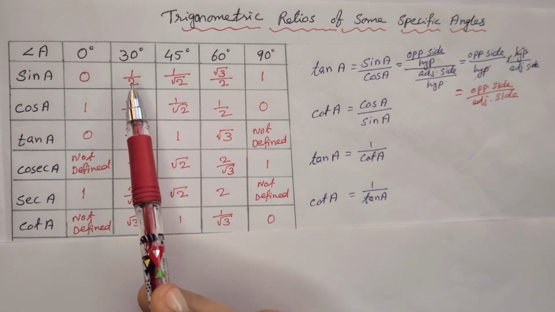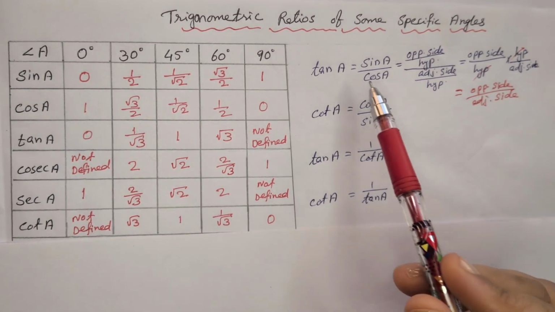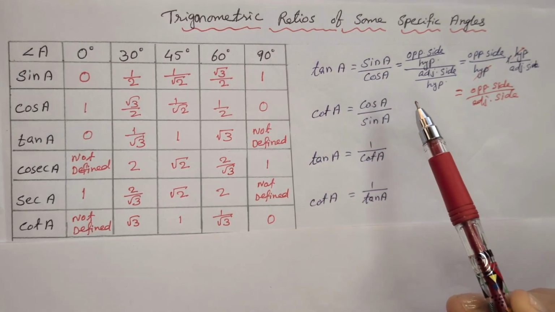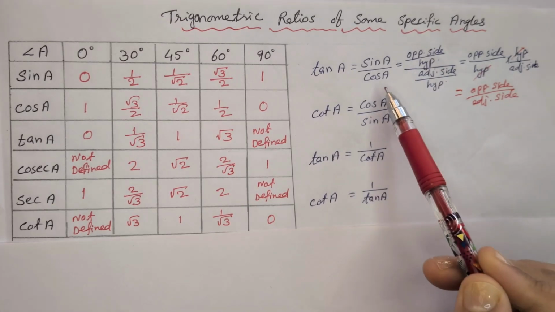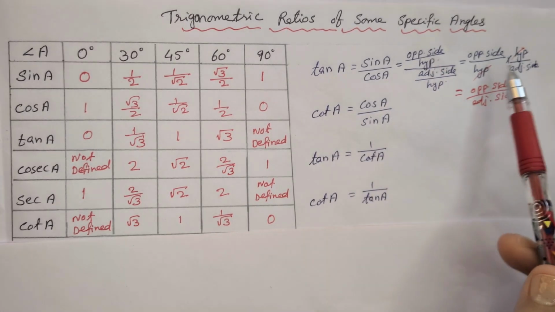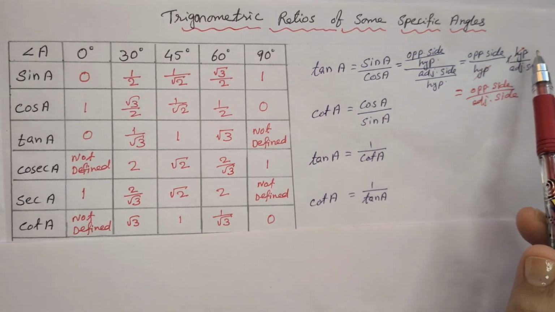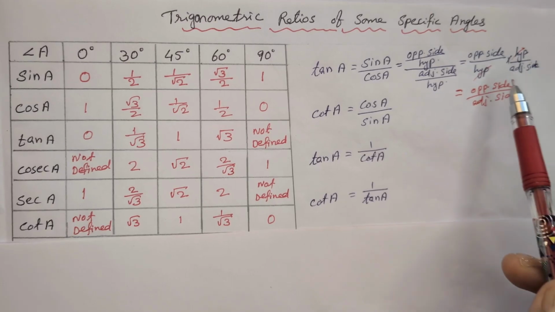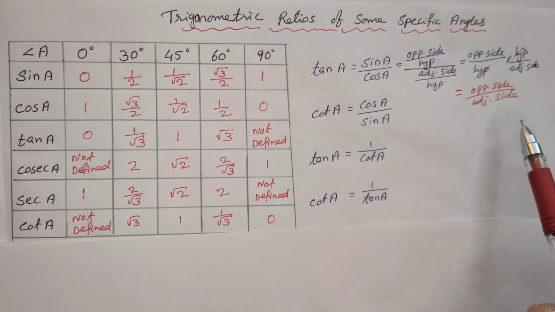These values of these angles we are using to solve questions. Again we have to remember tan A is equal to sin A by cos A, which means we know that sin A means opposite side by hypotenuse, cos A means adjacent side by hypotenuse. When we take the reciprocal of this, opposite side by hypotenuse into hypotenuse by adjacent side, hypotenuse will cancel, then we get opposite side by adjacent side.